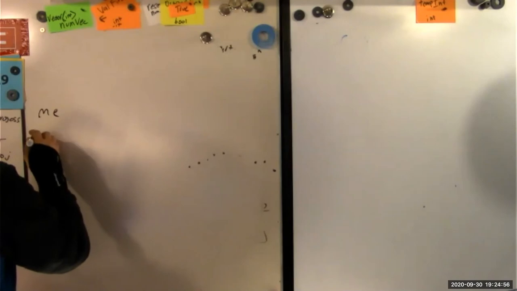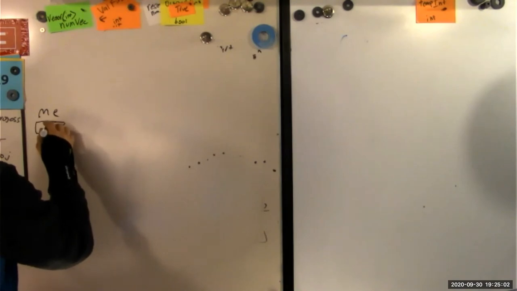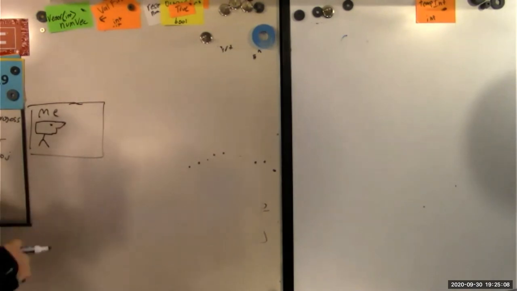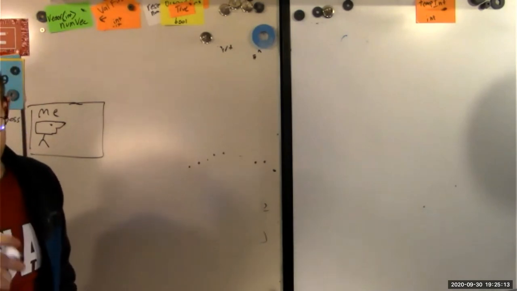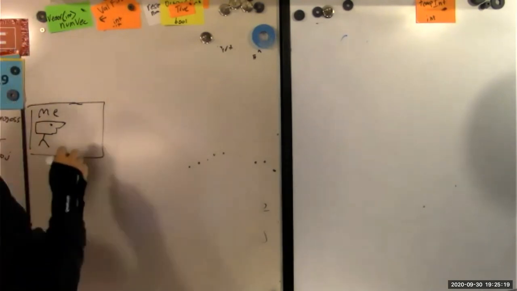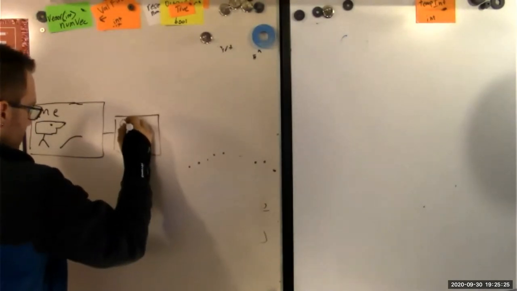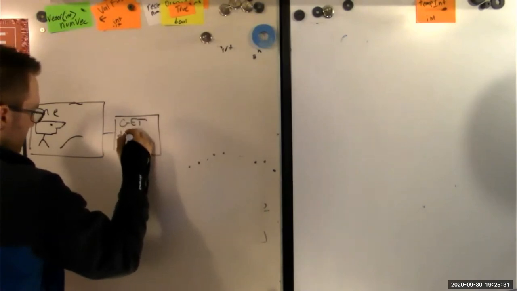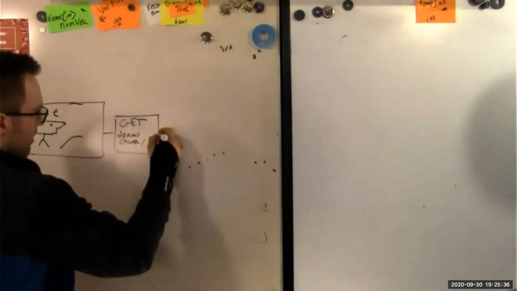I saw this really cute little diagram of a person. So there's me on my computer. And so I make a request to HTTP blah, blah, blah, donorschoose.org/donors/search.html?keywords=Python. So I send this get request to donorschoose, their server.